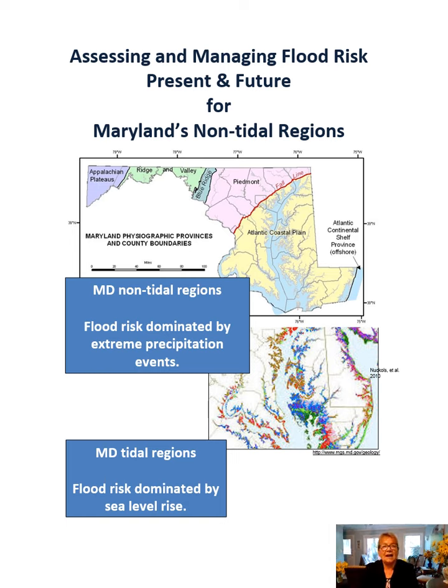So why do we need a guide for developing flood resiliency plans at the community level in the non-tidal regions of Maryland? Well, to date, most of the tools available to communities have been designed for the coastal and bay communities, where flood risk due to climate change is dominated by sea level rise. Whereas in the Maryland non-tidal regions, they're also experiencing increases in flood risk, but their flood risk is dominated by extreme precipitation events.